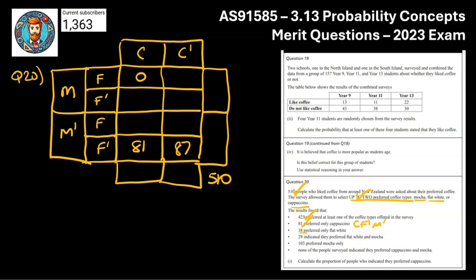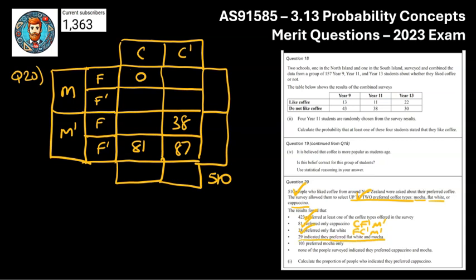So we've now got the next one. 38 people preferred flat white only. So remember, flat white only, well, that's going to be F C dash M dash, isn't it? So F C dash, that one there, is that right? Hopefully it is. So that's 38. So we've now used that number there.